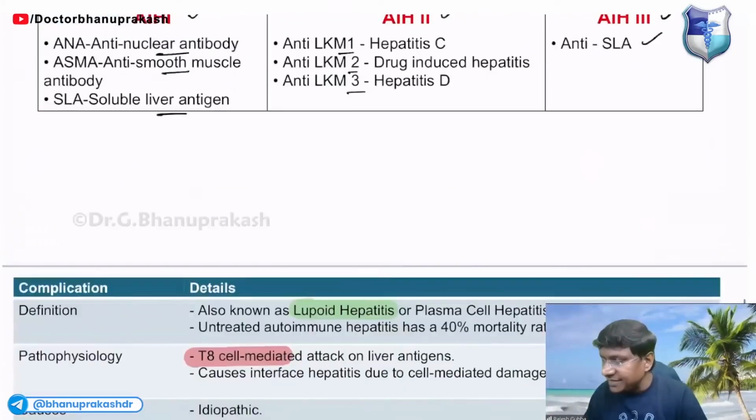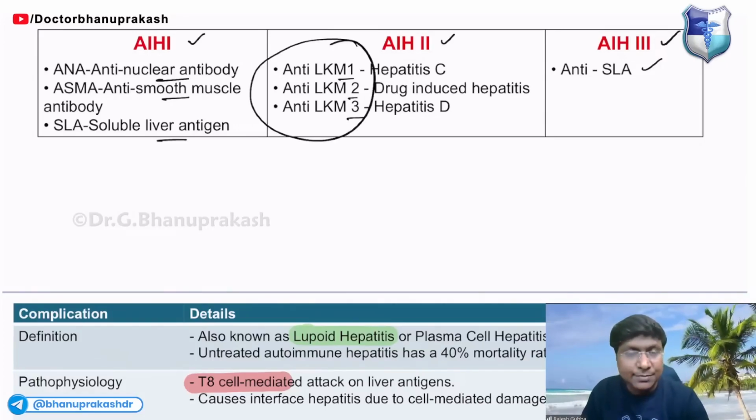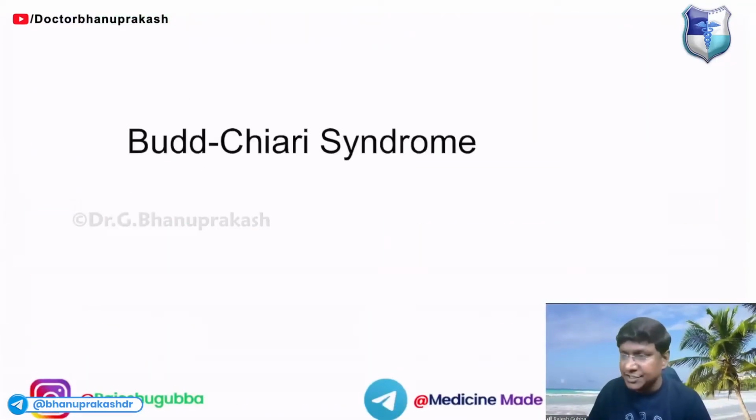What is very, very important in autoimmune hepatitis that you need to remember? This table is very important, right? Which antibodies are present in autoimmune hepatitis type 1, type 2, as well as type 3. And where you will have anti-LKM1, anti-LKM2, anti-LKM3, right? Now, we'll move on to the next topic in the liver, that is Budd-Chiari syndrome.